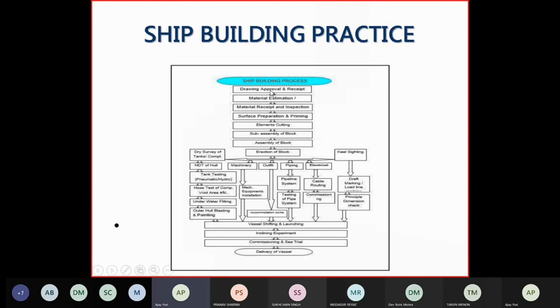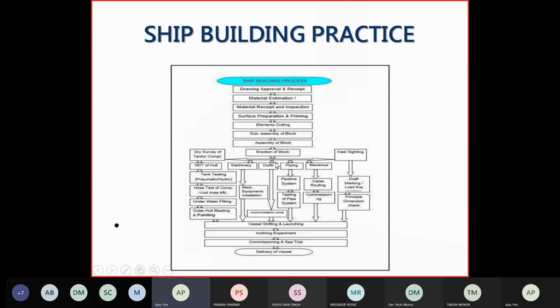So here you have your drawing approval and receipt, material estimation, how much required, how much money, how much cost, material receipt inspection, surface preparation, priming, element cutting, sub-assembly, assembly, erection, and now the hull part, machinery, outfit, piping, electrical. Here you have dry survey of tanks. Here you have keel sighting, draft marking, principal dimensions to check.